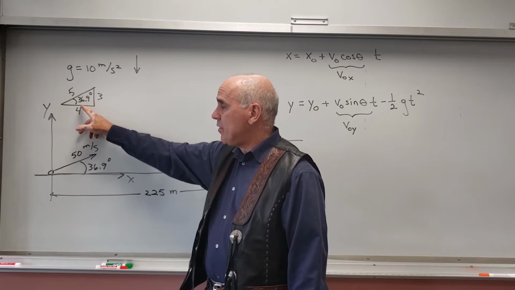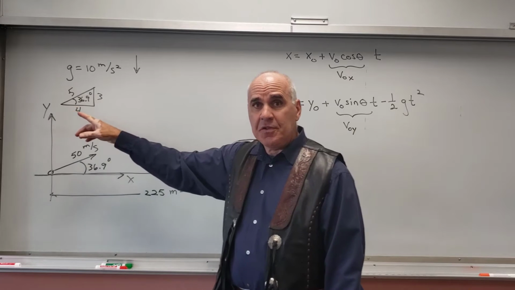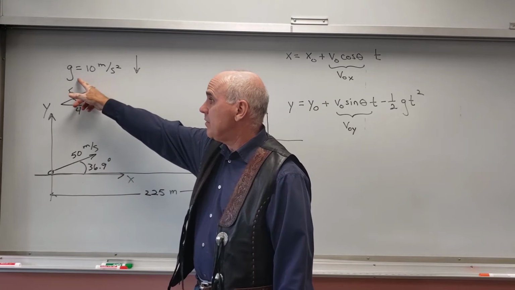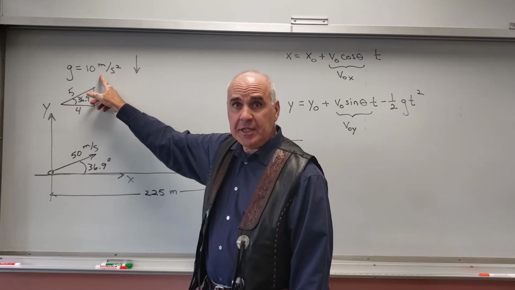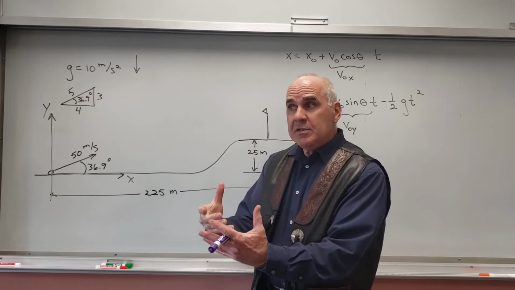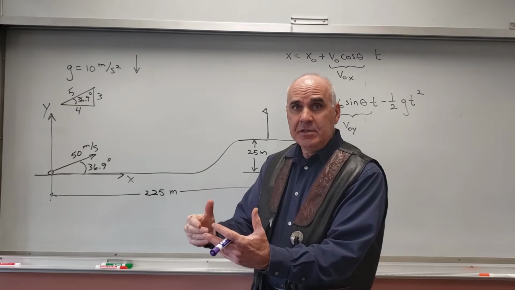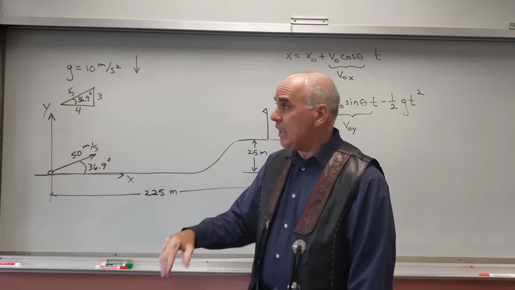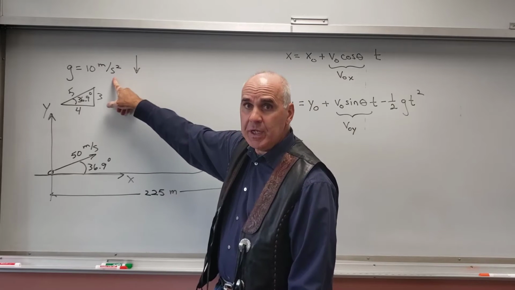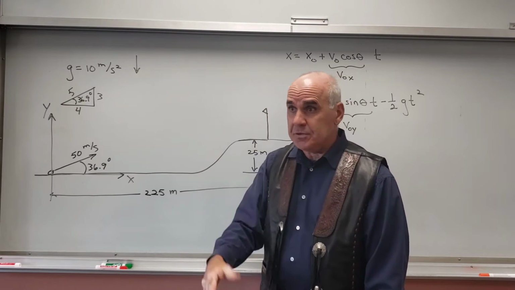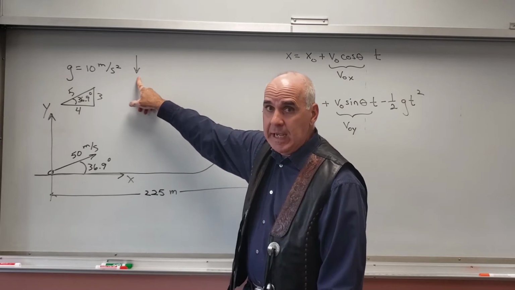36.9 degrees is part of a 3-4-5 triangle. That's why I chose that. And to make our lives even simpler, let's go ahead and set the acceleration due to gravity at 10 meters per second squared. Speed will change by 10 meters per second each second in the vertical direction, right? It only acts in the vertical direction, and it's pointing down.